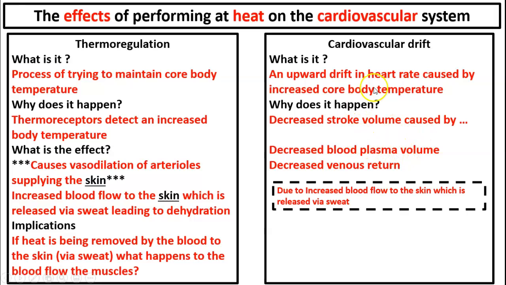That causes heart rate to increase to try and maintain cardiac output. But it can't, and because it can't do that, another knock-on effect is there's a decreased venous return coming back, which means we can't get the blood out, and it becomes a vicious circle that stops us from being able to perform at our maximum during exercise at heat. So if we go on from here, what is the effect of this?